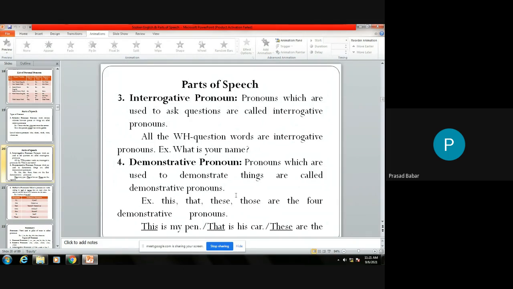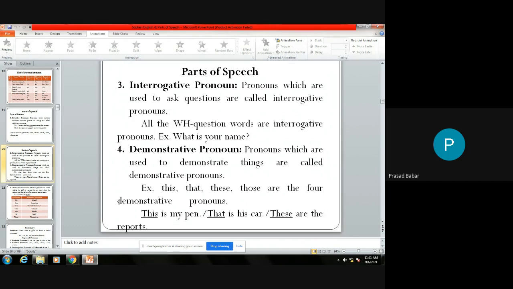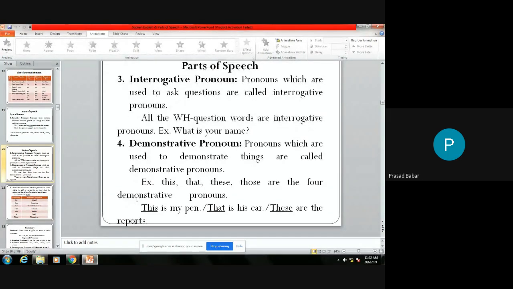These are the reports. When a doctor or nurse comes in front of us and tells us that these are your reports, she shows that the reports in her hand are yours. That is why she will call them these are the reports. So this is about the demonstrative pronoun.